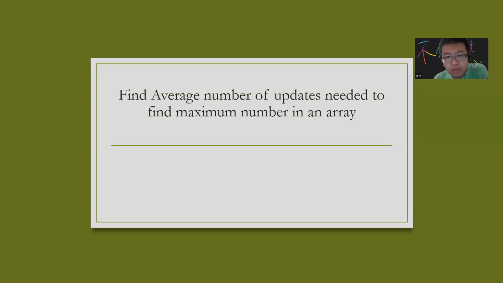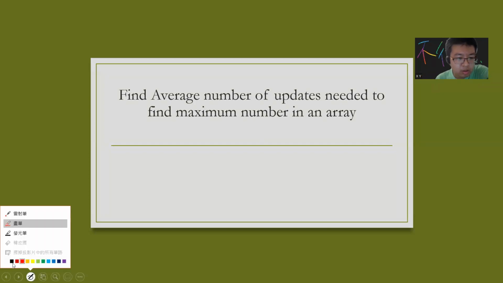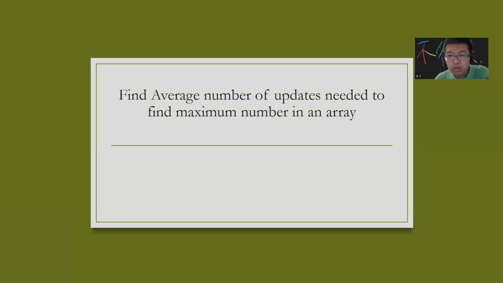Find the average number of updates needed to find the maximum number of an array. What does this mean? You have an array, for example 3, 1, 2. Let's change it: you have 1, 4, 5, 2, 3. The algorithm is very simple. We need to find the maximum number.